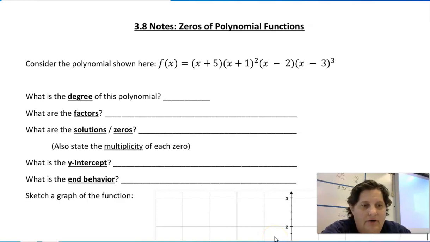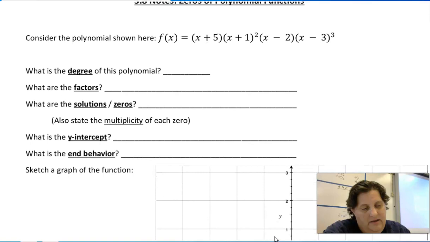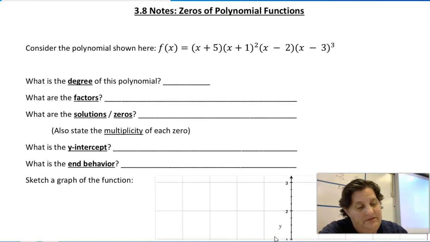I wanted to start with a quick review of what we've been doing with a fully factored polynomial. What are the different things that we could say about it? The first thing it's asking me for is the degree.